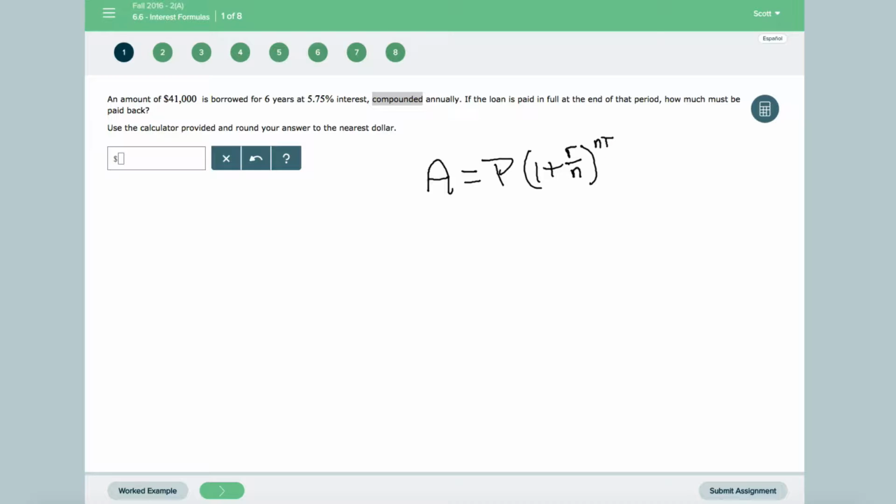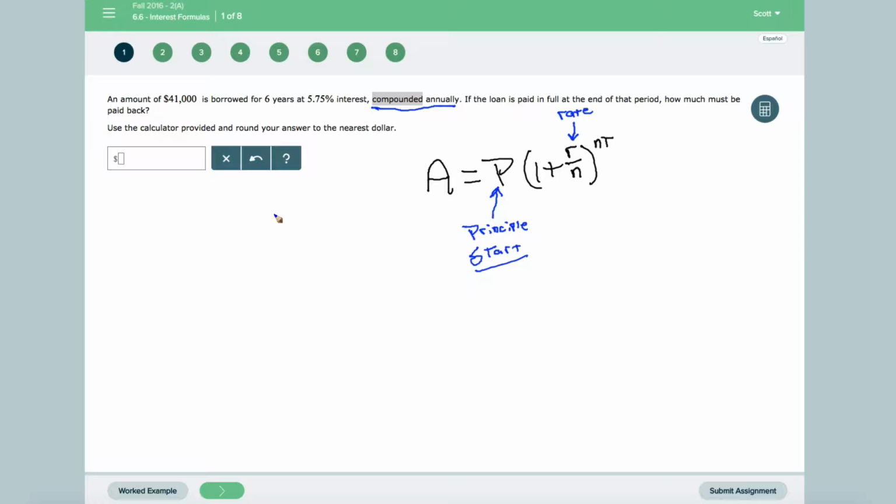Now let me explain what each of those parts are. That right there is the principal, the initial amount, where we start, our starting amount. And this right here is the rate, and it's usually compounded annually.